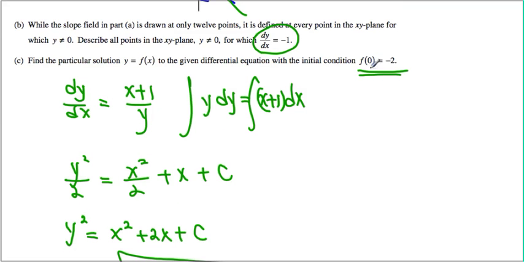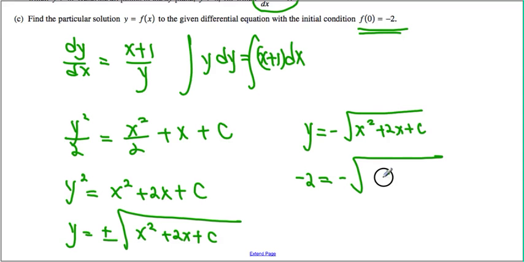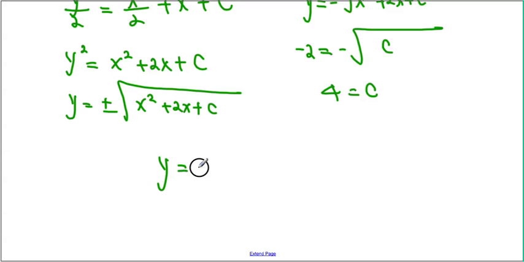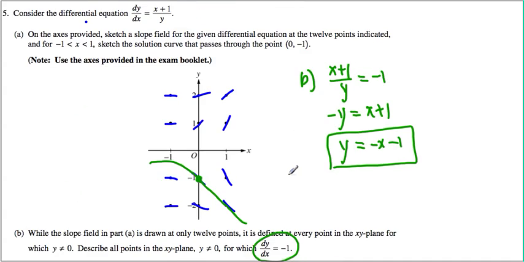Now, knowing that when x equals 0, y has to be equal to negative 2, then the expression has to be negative. So y has to be equal to negative square root of x squared plus 2x plus c. Let's plug it in. Negative 2 equals negative square root of c. Then c must be equal to positive 4 to have this one settled. That means our answer is y equals negative square root of x squared plus 2x plus 4. All right. So with that, we've finished part C. That's it. See you later.